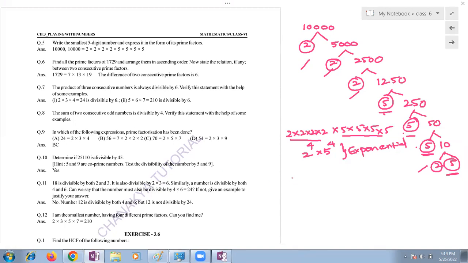Very good question. Actually, if you look at the number 1729, you need to remember one famous mathematician, children. What is the speciality of the number 1729? It is a special number. It's the Ramanujan number, the great mathematician Srinivasa Ramanujan's number.